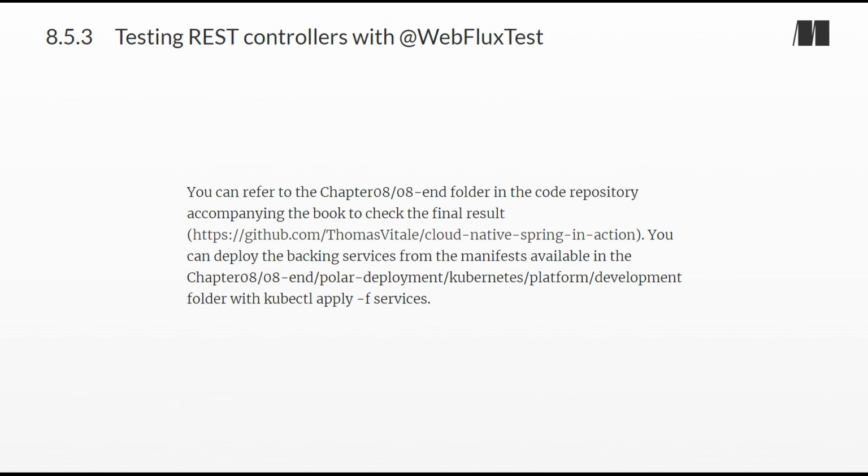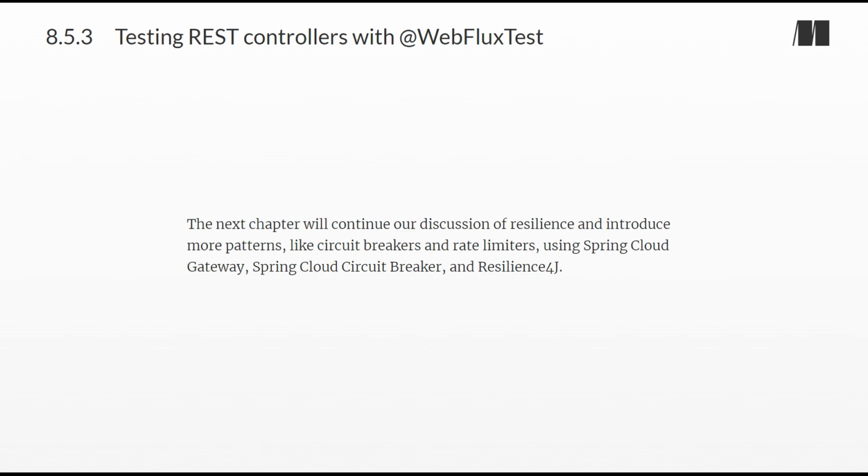You can refer to the Chapter08/08-end folder in the code repository accompanying the book to check the final result. See this link. You can deploy the backing services from the manifests available in the Chapter08/08-end/polar-deployment/kubernetes/platform/development folder with kubectl apply -f services. The next chapter will continue our discussion of resilience and introduce more patterns like circuit breakers and rate limiters using Spring Cloud Gateway, Spring Cloud Circuit Breaker, and Resilience4J.